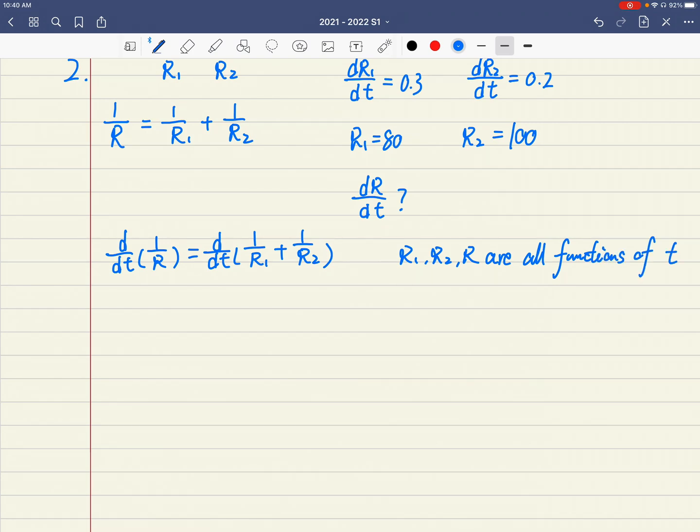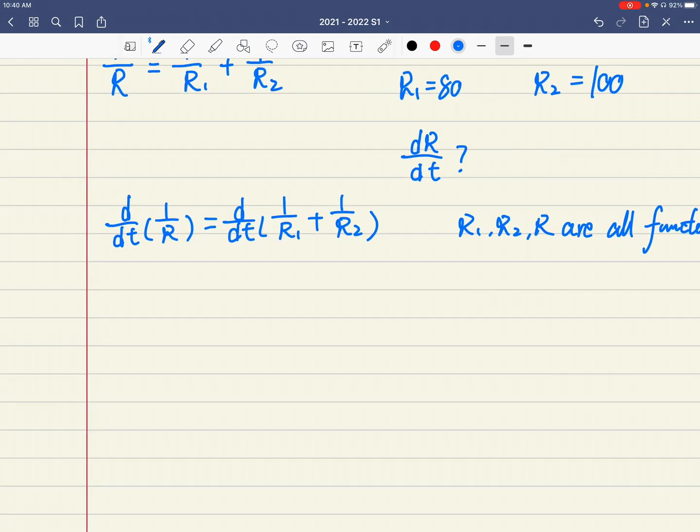For example, we don't know what function it is. R could be maybe t squared times sine t, just something random. Or R could be maybe 2t plus 3. It doesn't matter. Essentially, R is a function of t, and you don't know the expression. Then when we differentiate the left-hand side, we need to use the chain rule.